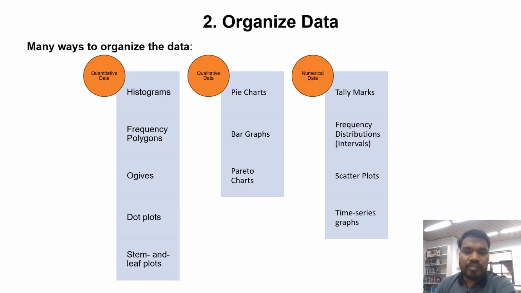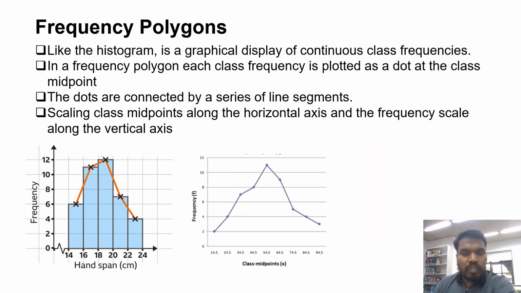These are all the ways we can organize the data: quantitative, qualitative, and numerical data. In this session number 14, our focus will be frequency polygons. A frequency polygon, like a histogram, is also a graphical representation of continuous class intervals. So it is also like a histogram. We use only continuous class intervals.